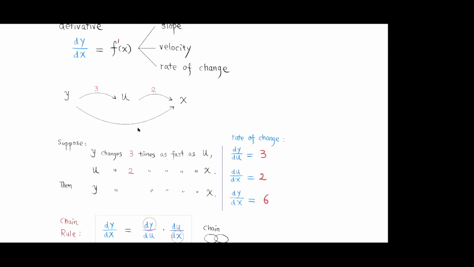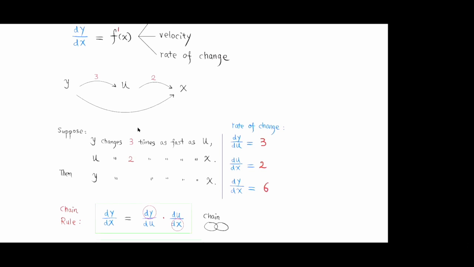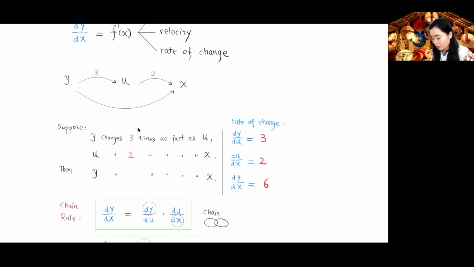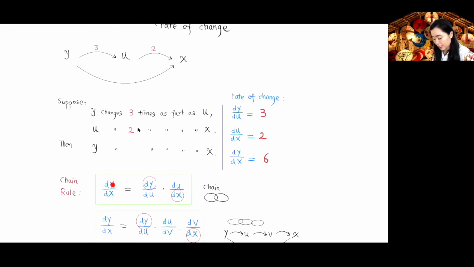I almost want to say 5. Well, this is how many times as fast, right? So this is 2 times as fast as this. This is 3 times as fast as this. So you multiply them. Okay, so you multiply these two. So over here, dy dx is equal to dy du times du dx.